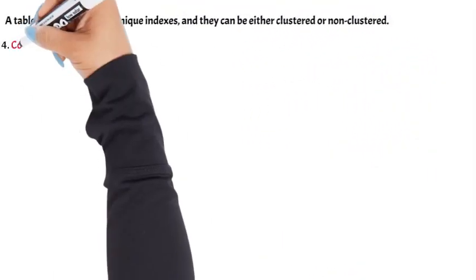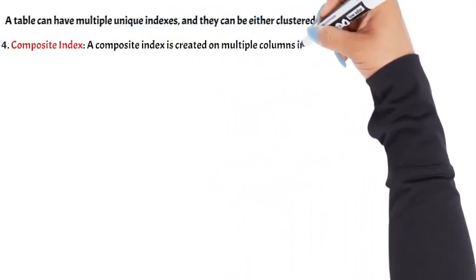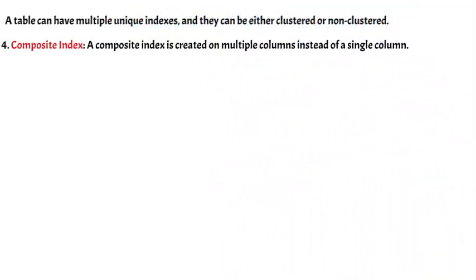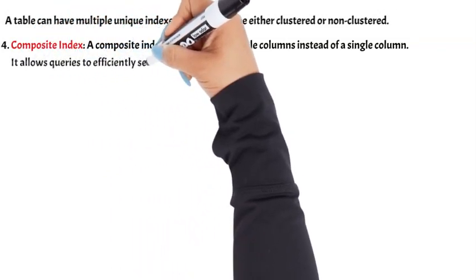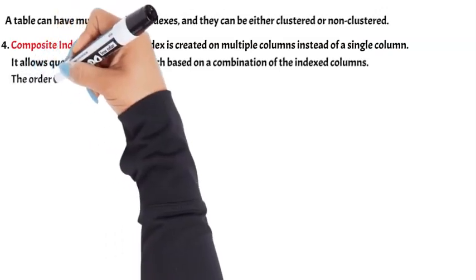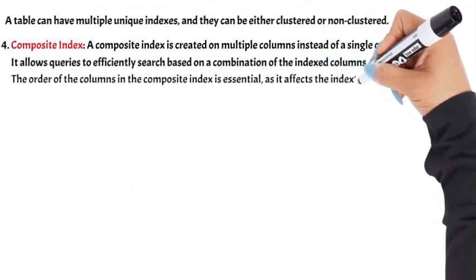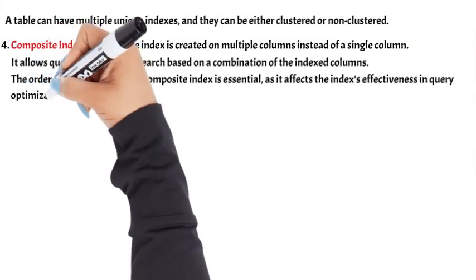4. Composite index. A composite index is created on multiple columns instead of a single column. It allows queries to efficiently search based on a combination of the indexed columns. The order of the columns in the composite index is essential, as it affects the index's effectiveness in query optimization.